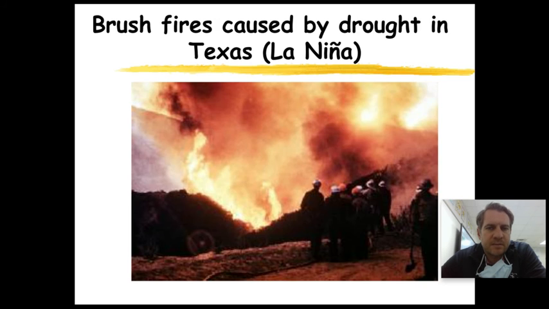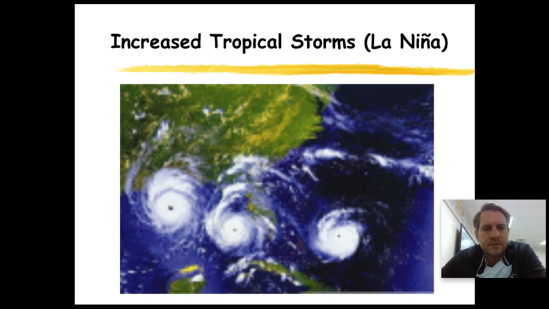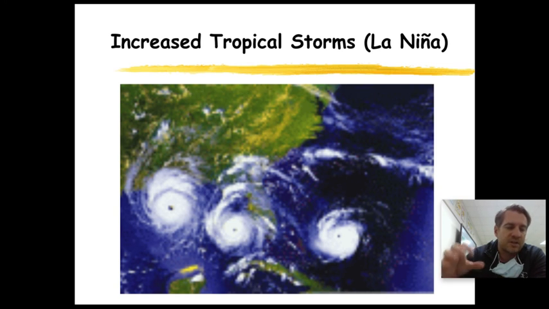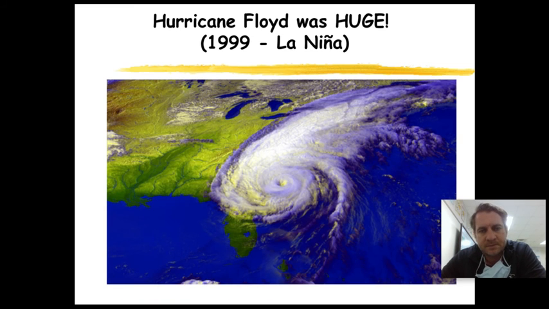Now we're going to look at some of the things like brush fires in Texas with La Nina. There are increased tropical storms, and this right here is actually a picture of the Pacific. These are typhoons. You see 3 of them going on at one time, because the Western Pacific over in Southeast Asia is warmer during La Nina, causing a lot more tropical storms. Here's Florida and Georgia, and this is Hurricane Floyd that hit right along the South Carolina coast. Big hurricane. It was from La Nina.